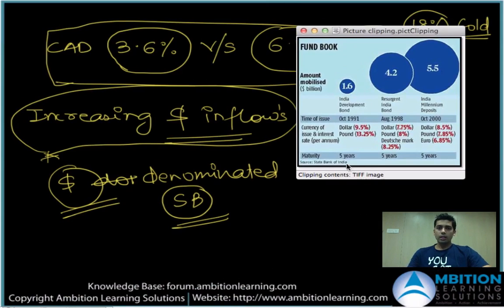this will give you a little understanding. This is taken from a source to do with SBI. So we'd issued 1.6 billion worth of sovereign bond called India Development Bond in October 1991, for which we were paying for dollar denominated currency 9.5% interest, and if someone was paying us in pounds, we were paying 13.25%.